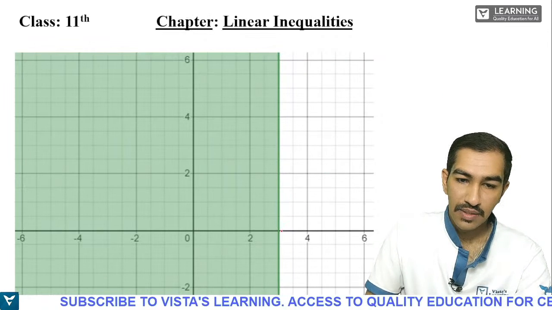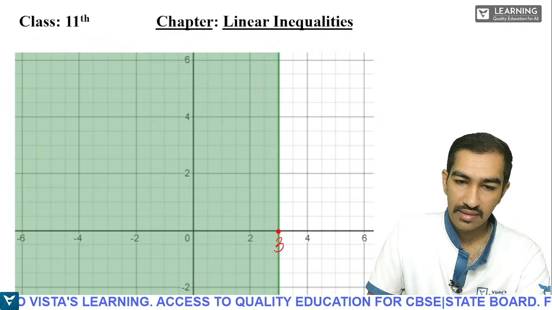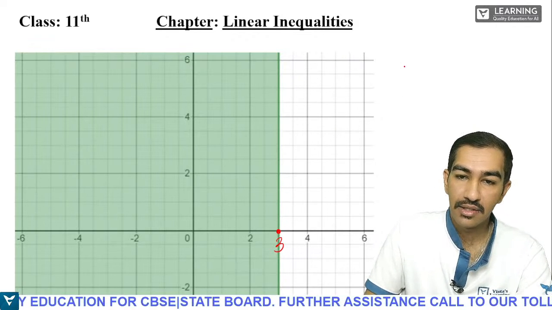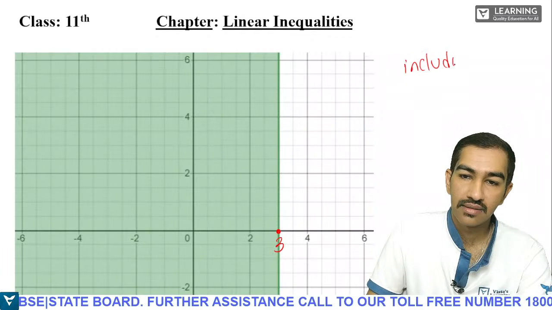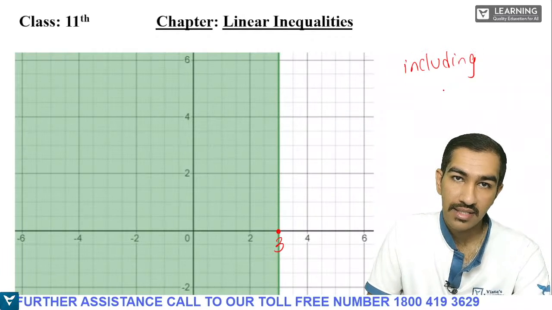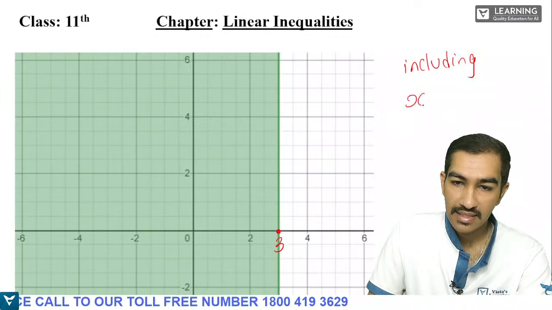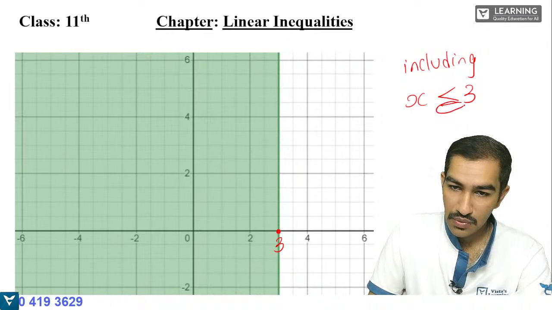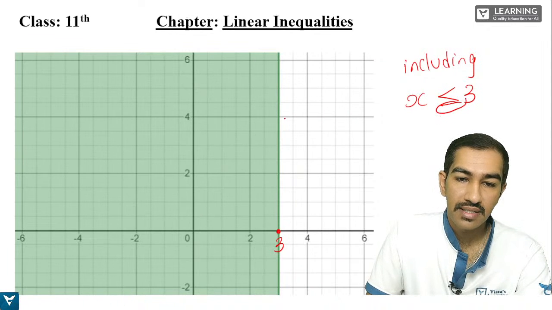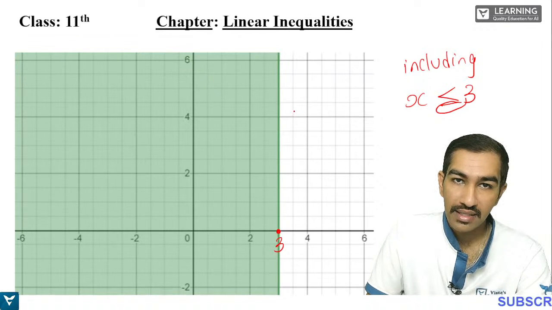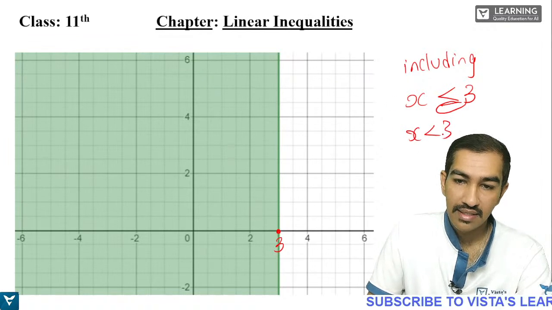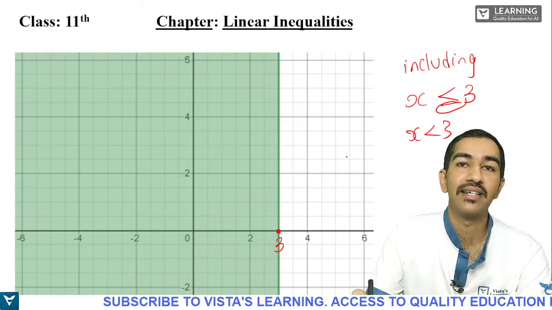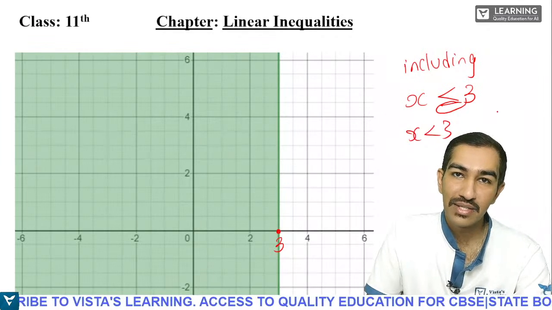So here x is equal to 3 again. Correct? This point is 3 on the x-axis. Now you have a solid line which indicates that you are including 3 and the values are shaded on the left side, which means x is lesser than or equal to 3. Why am I writing this equal to symbol? Very simple, because it is equal to 3. If it is only x is lesser than 3, then instead of the solid line or a continuous line, you have to plot a dotted line or discontinuous line. Understanding? So this is only the recap.